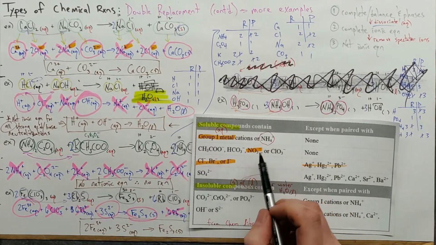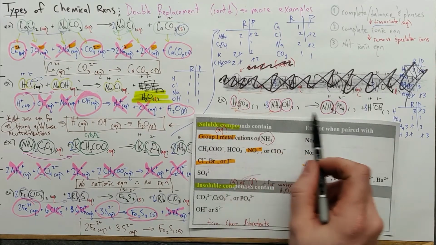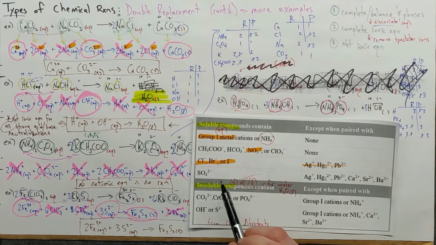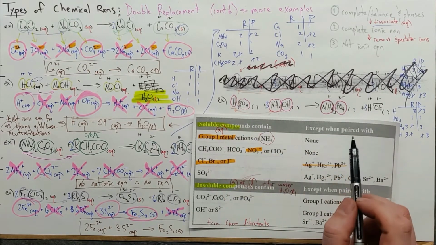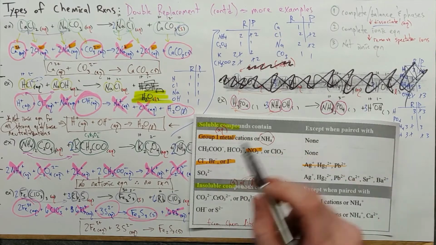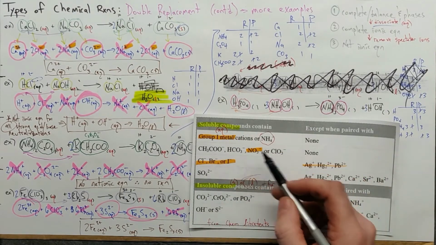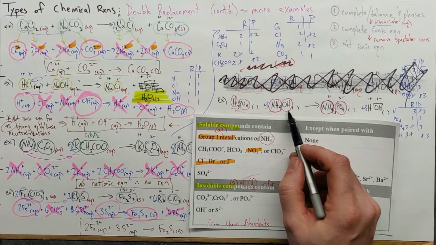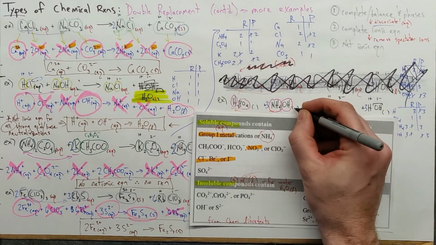As we look here, my general policy, look for nitrates, no nitrates. Look for group 1 metals. I don't have any group 1 metals, but we'll get back to that in a minute. Look for chlorides, bromides, or iodides. I don't have any of those, so look for other rules. Ammonium, right, makes something aqueous.